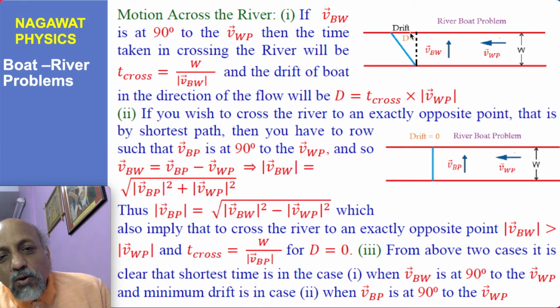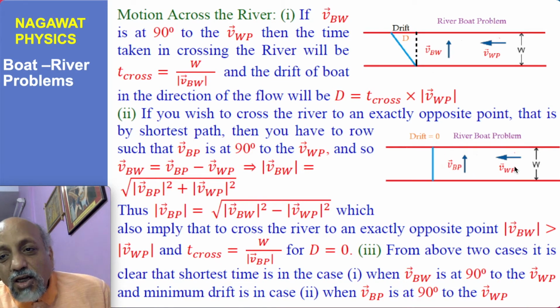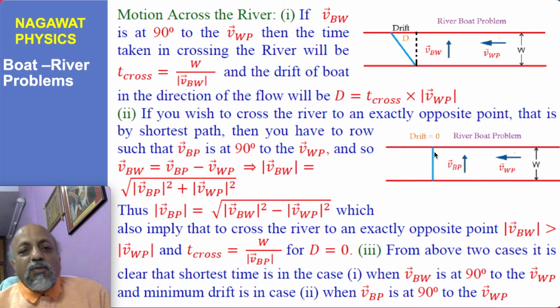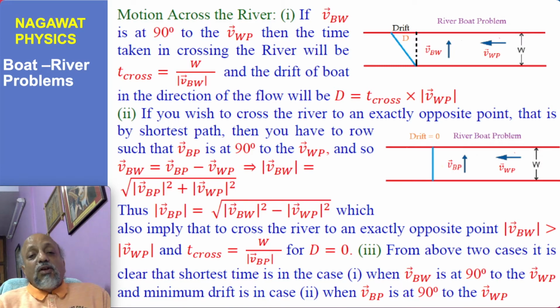If you want to make drift zero, then you have to row the boat at a particular angle. So what we assume is that VBW is not at 90 degrees to VWP, but VBP is in this direction. So the net velocity is in this direction, VBP, and then we know that VBW is not in this particular direction. Because VBP is equal to VBW plus VWP, I can write that VBW is VBP minus VWP, and therefore, from the mathematics, since the two are at 90 degrees to each other, one can show that VBP will have a value given by these equations. So in this case, VBW square minus VWP square is involved.